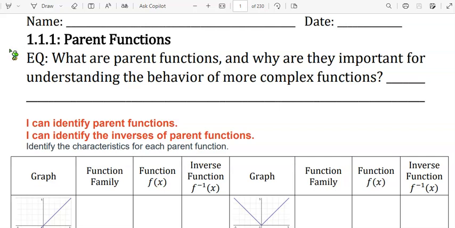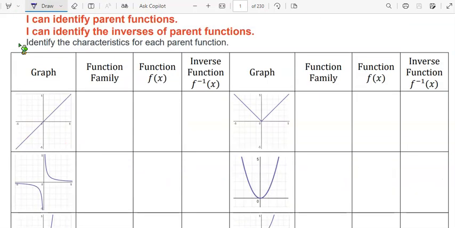1.1.1 Parent Functions. Essential question: what are parent functions and why are they important for understanding the behavior of more complex functions? Skills: I can identify parent functions and I can identify the inverses of parent functions. Let's go over some of the most common parent functions you'll see.